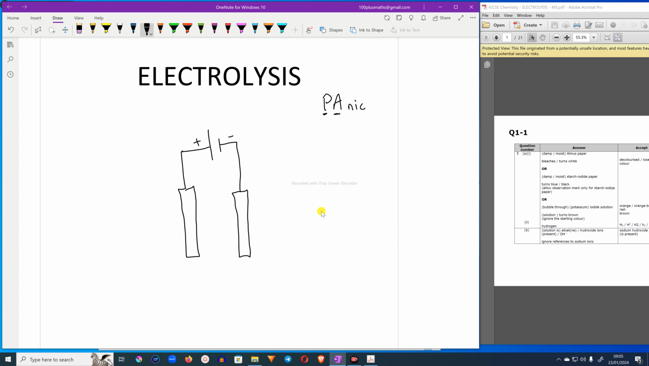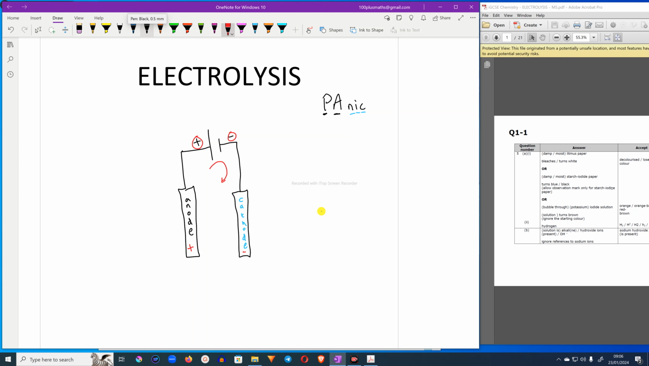Positive is an anode, so this here is an anode. And negative is a cathode, so this is a cathode. So this plus is here, this minus is here. So electrons are flowing in the outside circuit and that's carrying the charge.